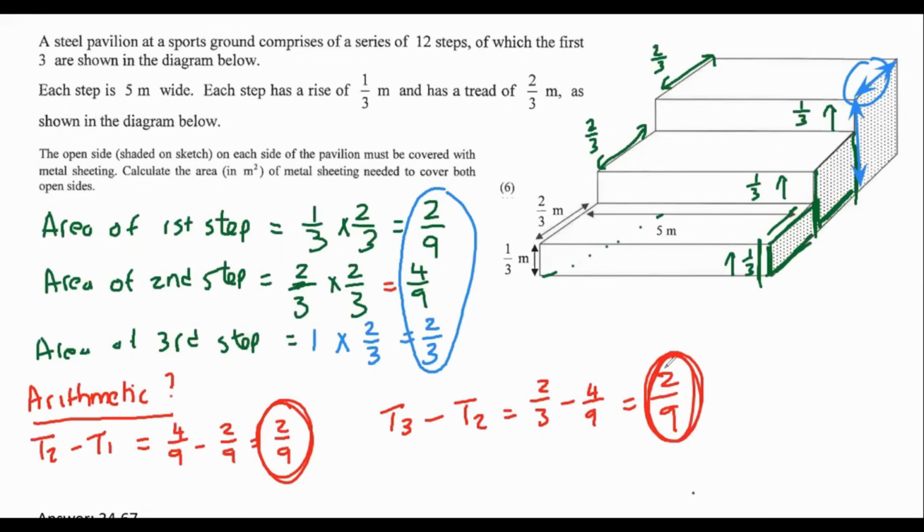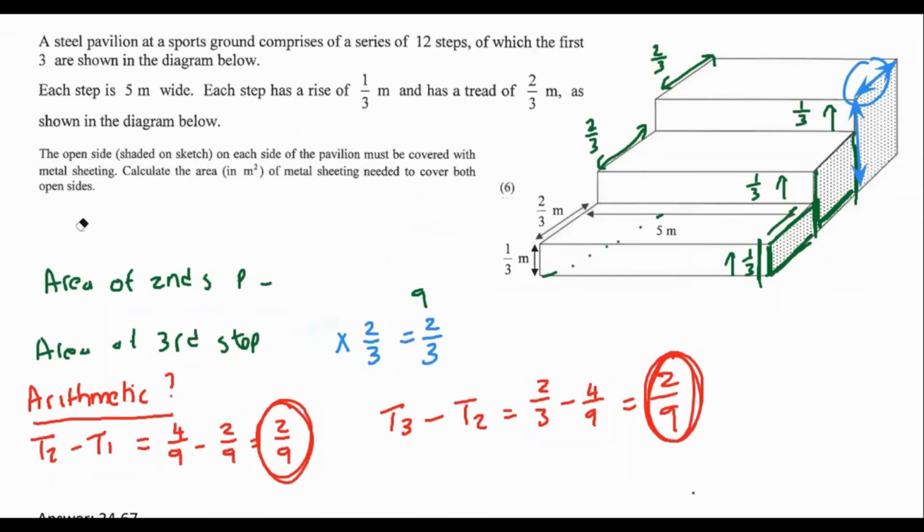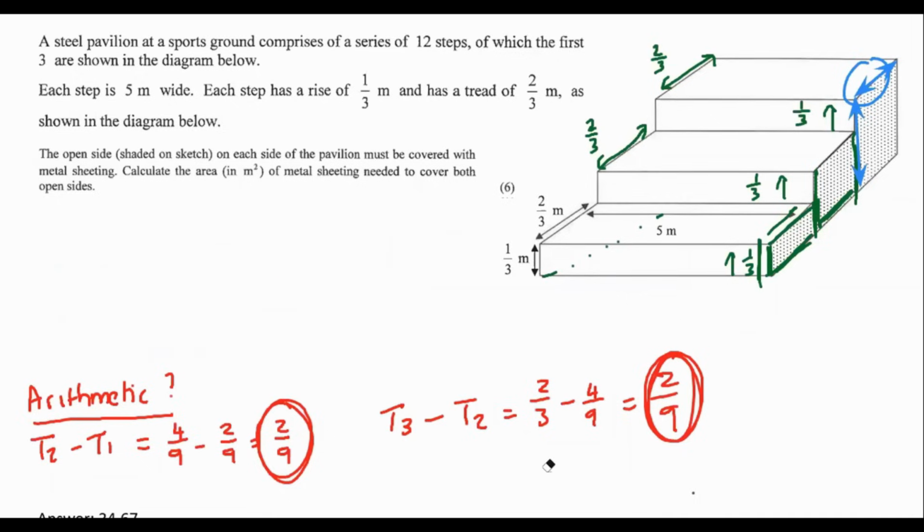It's an arithmetic pattern. So what we can now do is, we don't have to add up all 12 of them. We're trying to add up all of the different areas. So what is another name for add up? Oh, yes, it's the sum. We need to find the sum of all of these terms.